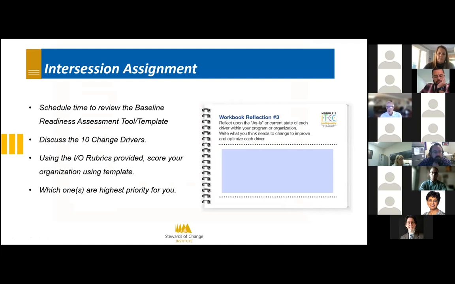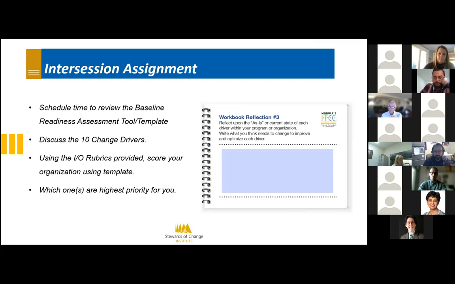Whether or not you can get through all 10 drivers is not particularly important at this point, but to pick a few, we'll send you the rubric for the other 9 drivers. You have them in the workbook for the consumer-centered one, but we'll send you, it's basically 1 rubric per page if you want to consider that. Pick 1 or 2, go through that exercise, see what that feels like, create that muscle.